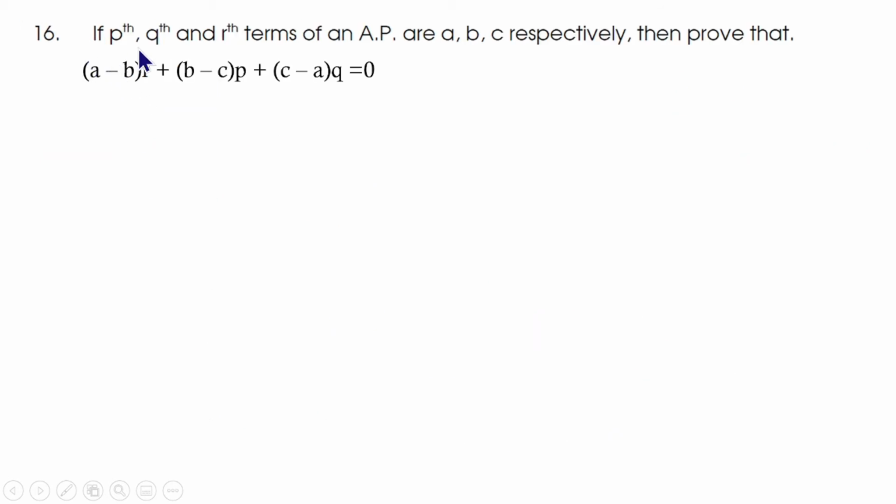Next question: if pth, qth and rth terms of an AP are A, B and C respectively, then prove that (A minus B) into r plus (B minus C) into p plus (C minus A) into q is equal to 0. So we know that the nth term is given by An is equal to a plus (n minus 1) into d. So let us take, let first term be A1.